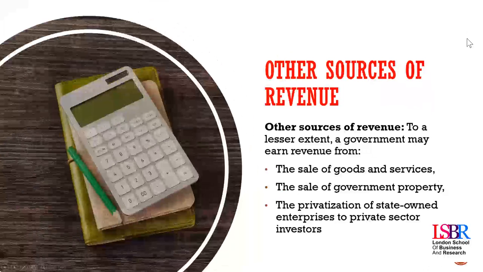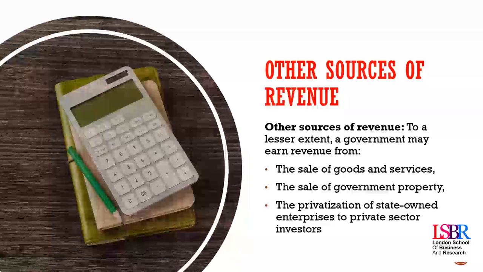What about other sources of revenue available to the government? Well, there are other sources, and these probably aren't used very often, but they are available. For example, the sale of goods and services. The government may wish to sell some of its assets. The government has a lot of assets, including public property.